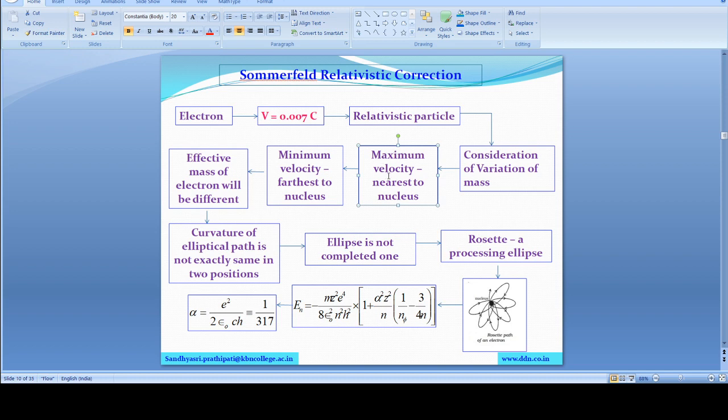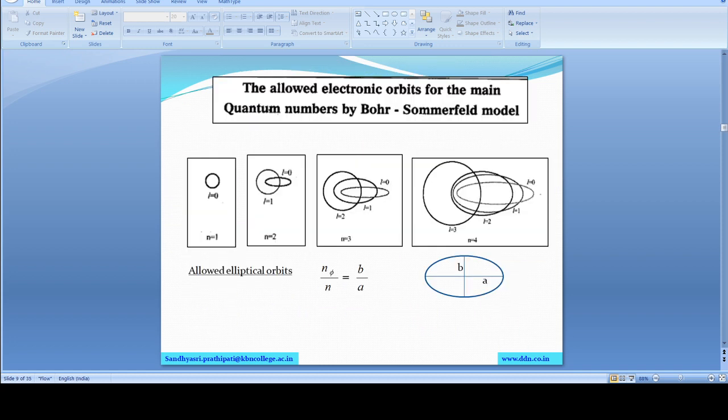So the maximum velocity exists nearest to the nucleus. Minimum velocity at the farthest point from the nucleus. Why does this happen? We will go to the previous slide.